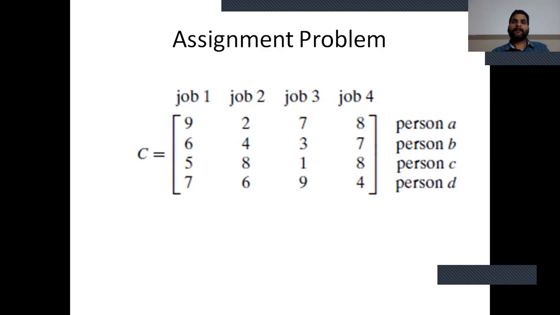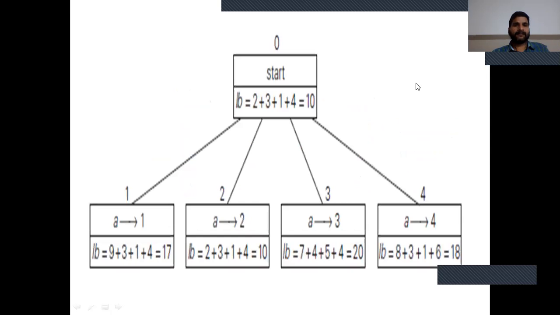First, we draw the cost matrix of the assignment problem. The cost matrix is provided by the question in the problem. Here is the example of the cost matrix C equal to 9 2 7 8, 6 4 3 7, 5 8 1 8, 7 6 9 4, where each row is identified by person A, person B, person C, person D, and each column is identified by job 1, job 2, job 3, job 4.